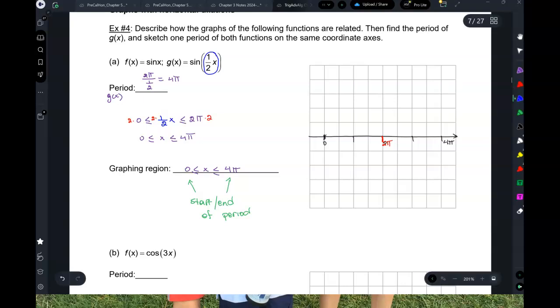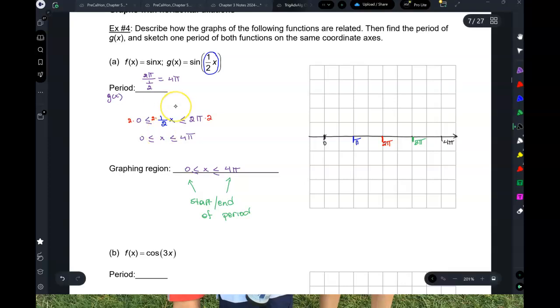So now take a look at this blue one. Halfway between 0 and 2 pi, 1 pi, or pi. And now this red one, halfway, 3 pi. All right, so now I've got my 4 points, right? Now, I'm going to go ahead and graph.